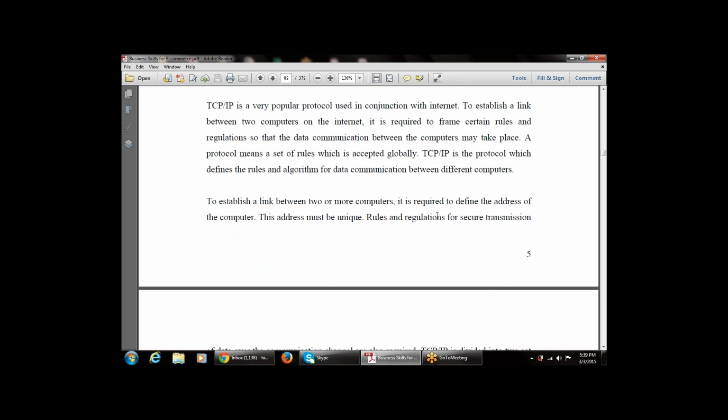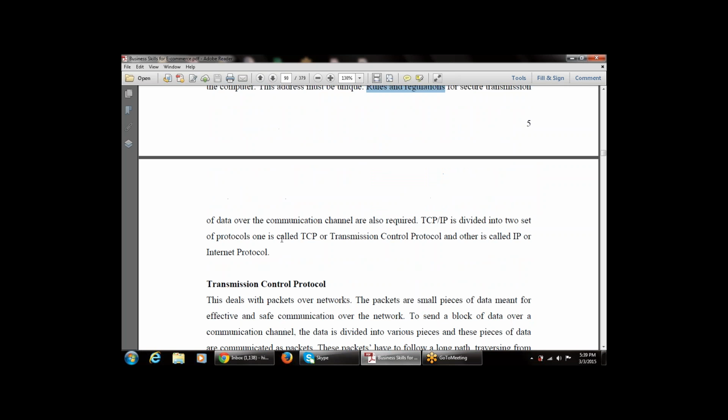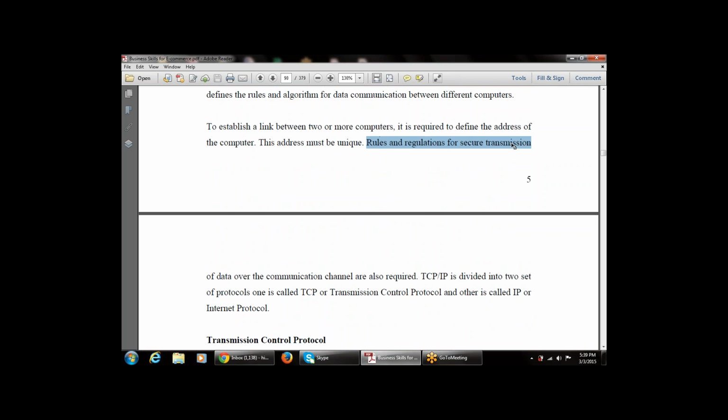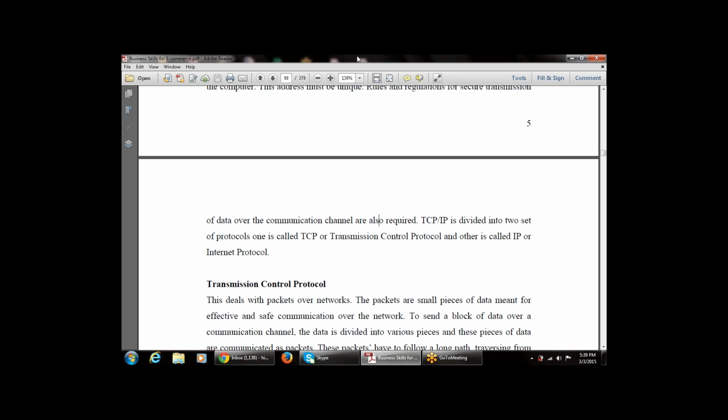Rules and regulations, that is, a protocol for secure transmission of data over the communication channel, are also required. That is, there are some rules and regulations that must be followed for transferring the data. These are required for secure transmission of data over the communication channel.